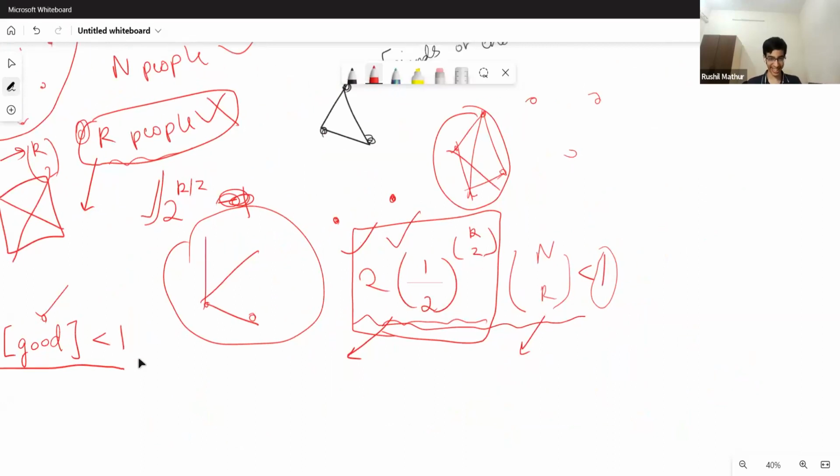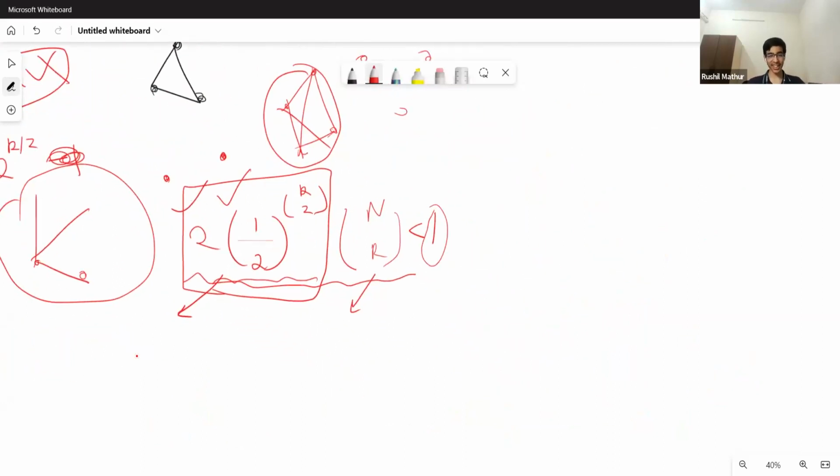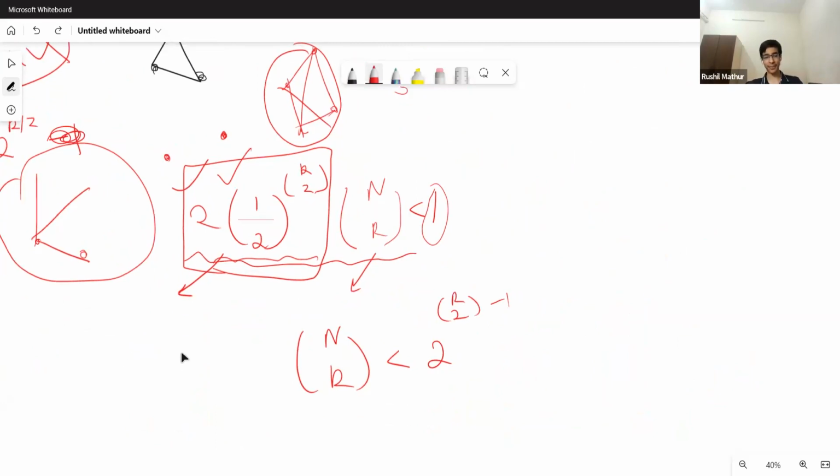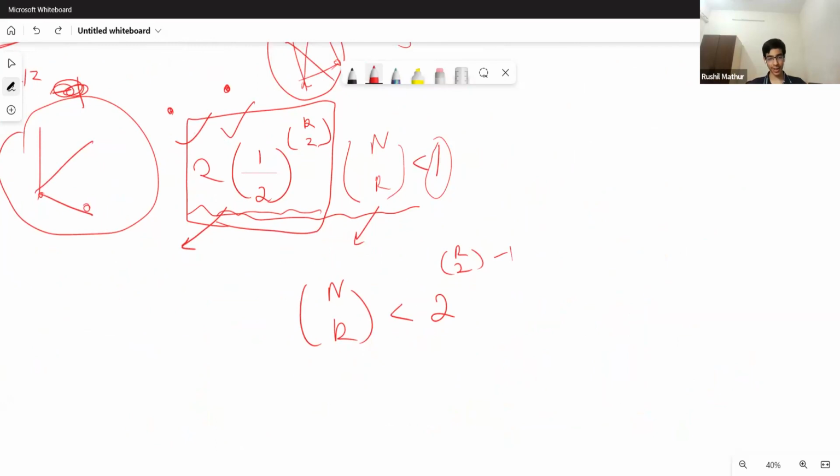So all we need is this thing to hold, which looks kind of scary, but it's not that bad. We'll take this side. So we'll get n choose k less than 2 raised to k choose 2 minus 1. Honestly, stuff like minus 1, we don't care about. But as I told you earlier, the bounds are going to be absolutely stupid. First thing I'll do is write this as n into n minus 1 into n minus 2, and so on, up to n minus k plus 1, divided by k factorial.